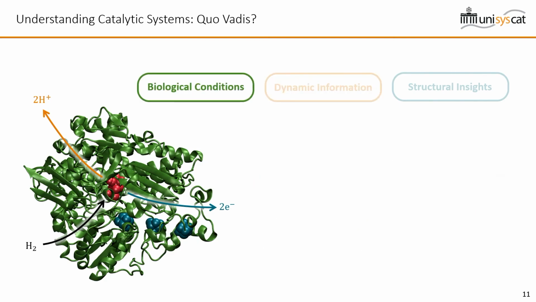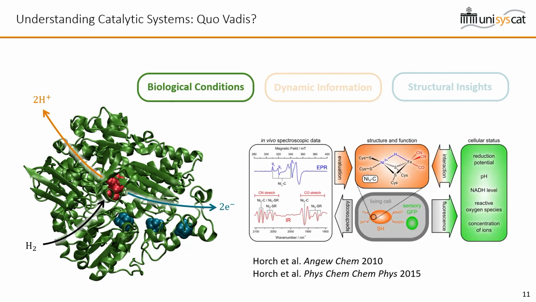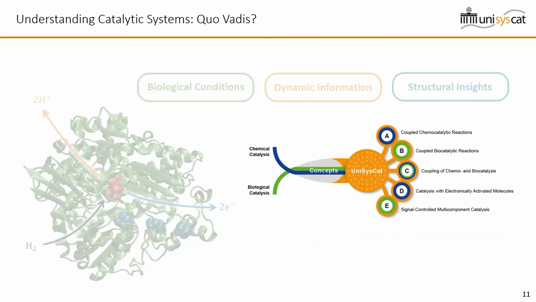Last but not least, we also want to further improve in terms of biologically relevant conditions, and so we also aim to record advanced infrared spectra from metalloenzymes within whole living cells, which is basically an expansion of a previously established in vivo spectroscopic approach. Of course, we don't want to use these techniques only to study metalloenzymes, but we also want to use them to basically investigate other catalytic systems that are relevant for the cluster of excellence UniSysCat.